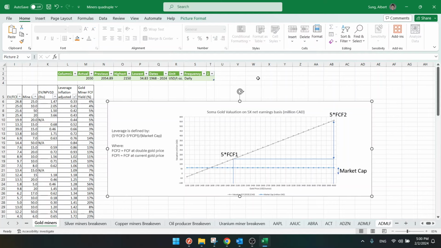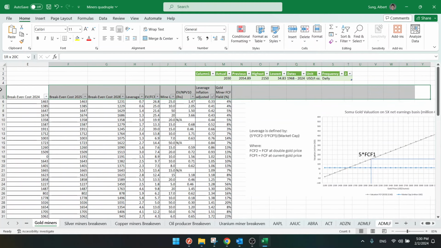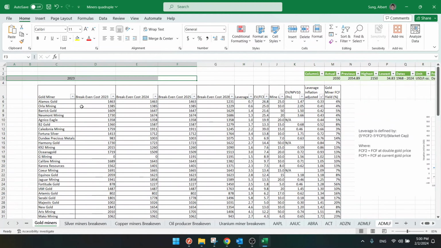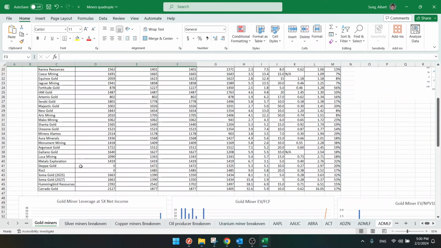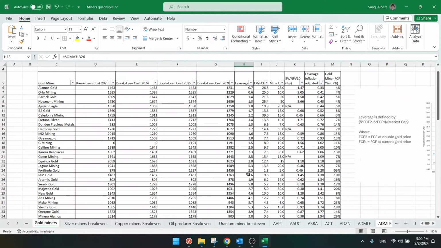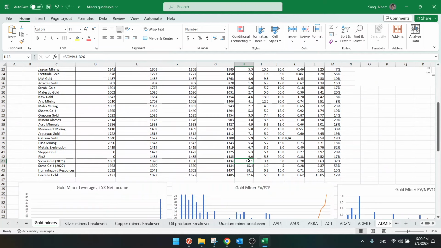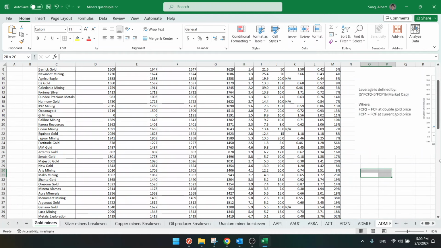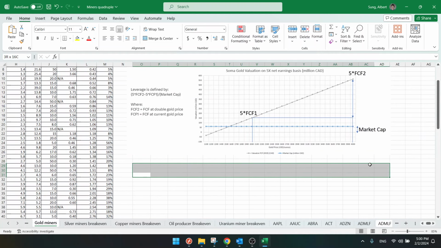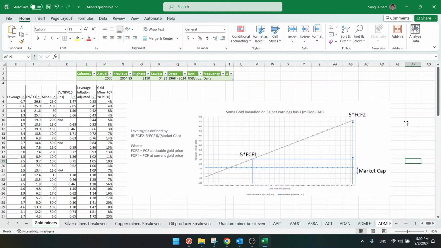This company, Soma Gold, currently has a leverage of 8. So that's 8 times leverage. So if gold goes up 10%, then Soma Gold goes up 80%. That's how you interpret this. But that's only if the gold price goes up and everything stays equal.